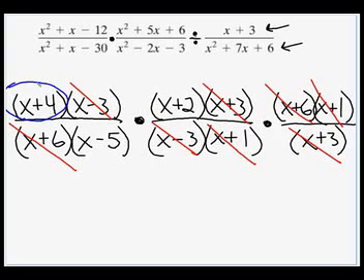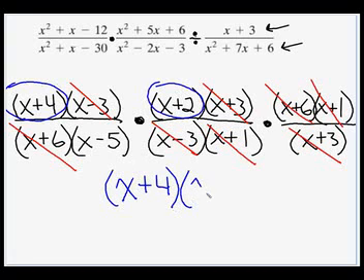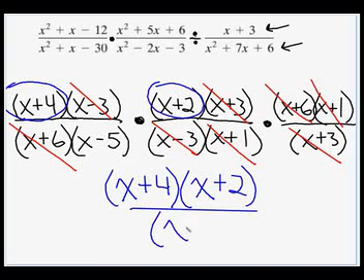So what's left in our numerator? These two terms, x plus 4, x plus 2. And denominator, quantity x minus 5. And that looks like the show is over. Check that on my answer key here. Yeah, we got it.